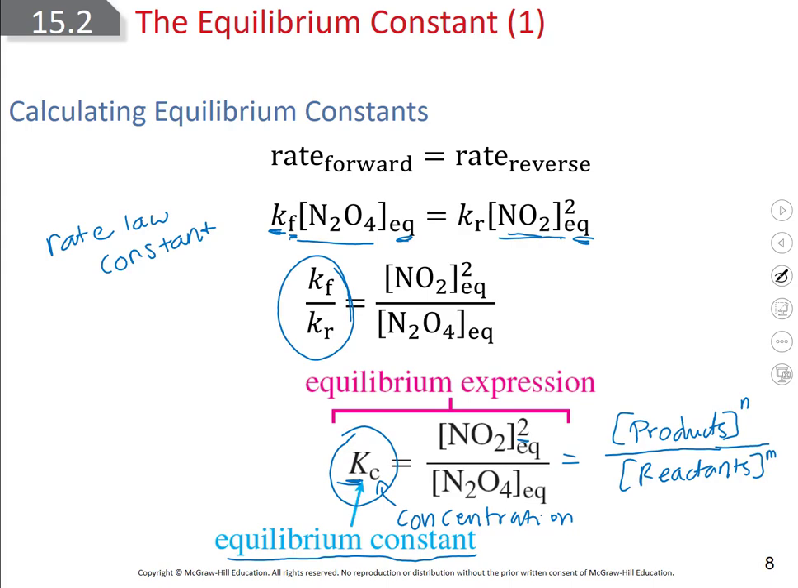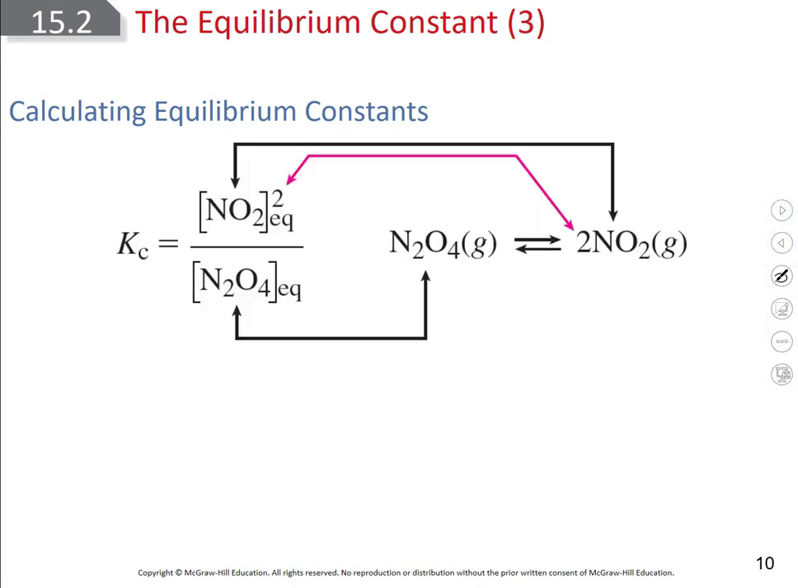Your coefficients from the balanced equation. So I think I've got it somewhere here. Let me go back. There. So here is our equation again. N2O4 is at equilibrium. That's what these arrows mean, equilibrium arrows, with 2 moles of NO2. So that's where the 2 came from. The 2 here is your coefficient from the balanced equation. And then N2O4 has an understood 1, so that's why its power is just 1.